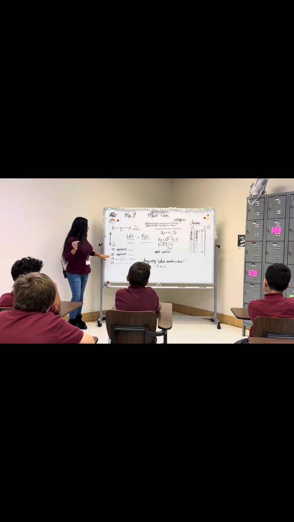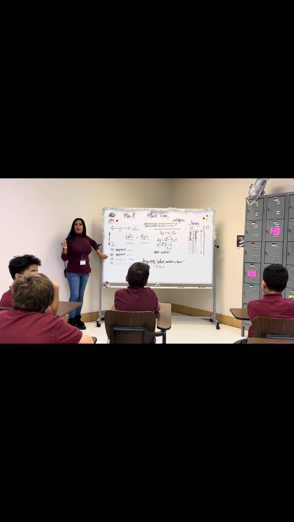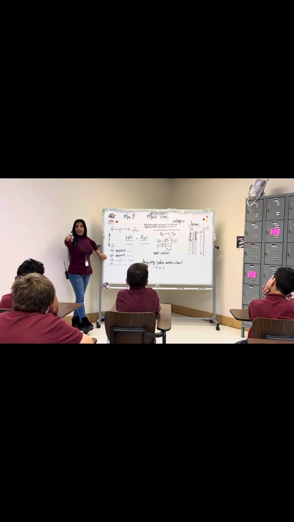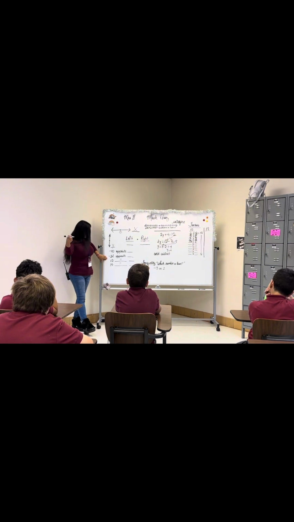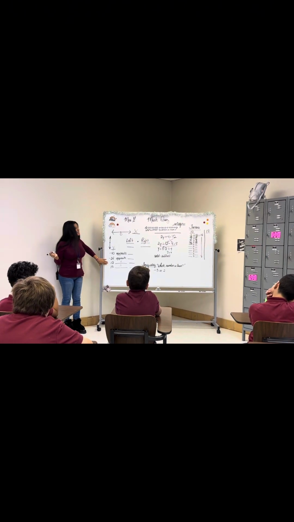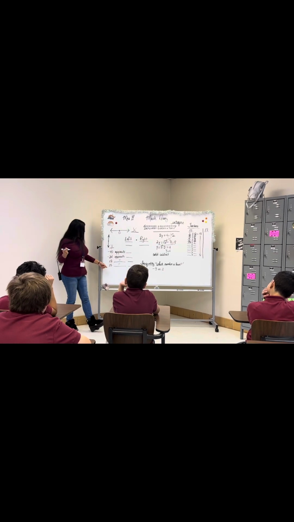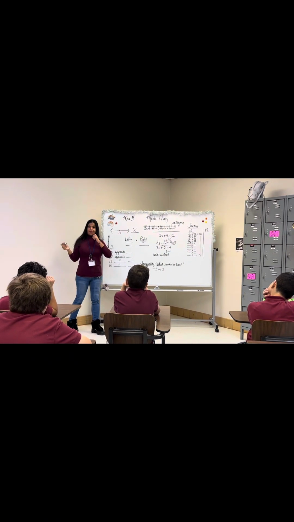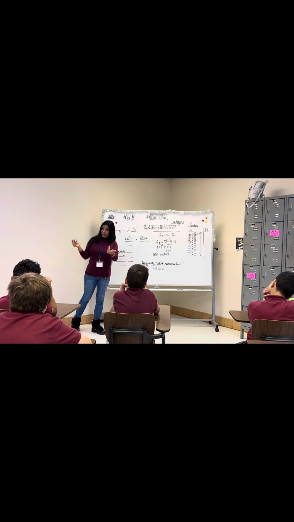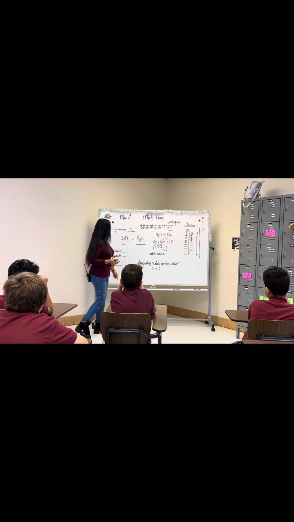All right. What is the opposite of negative 24? Positive 24. Very good. What is the opposite of 12? Negative 12. Very good. What is the opposite of 15? Negative 15. Thank you, Jezreel. He knows all the answers.